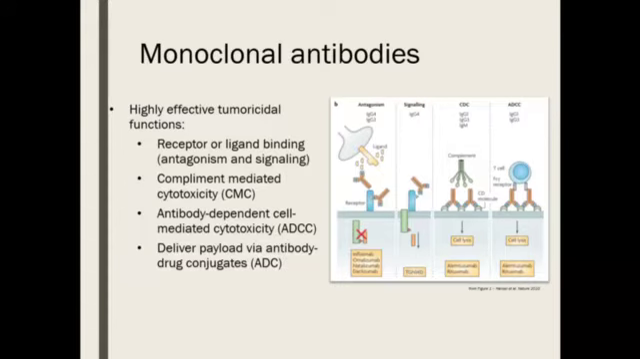Monoclonal antibodies are highly effective tumoricidal products. They have several mechanisms by which they get that done. I've got a nice graphical depiction of that here on the right-hand side of the slide, and we'll use these mechanisms in shorthand as we go through the agents. They can have receptor or ligand binding, whether that's antagonizing a receptor or triggering signaling of that receptor, so it can be a positive or a negative signal for that receptor. They can lead to complement-mediated cytotoxicity, which is a secondary mechanism by which they can function.